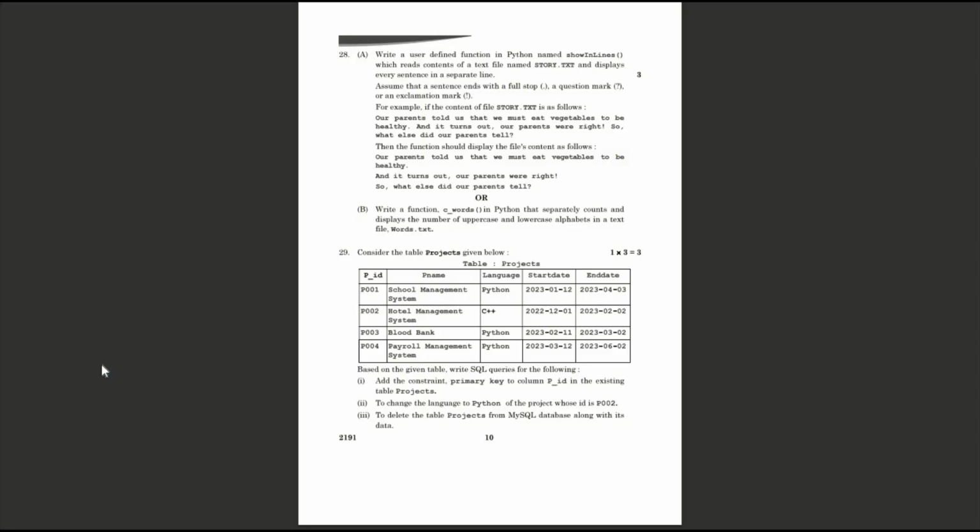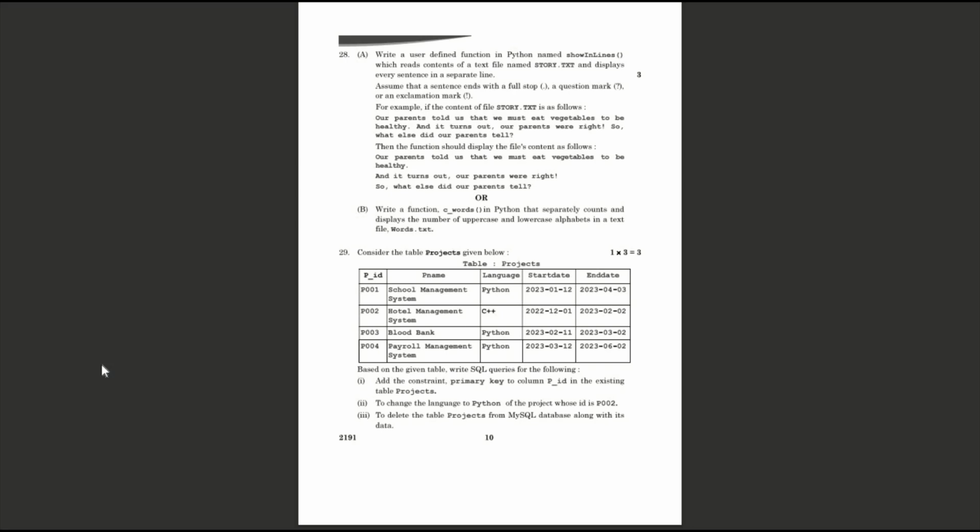Question 28a says write a user defined function in Python named show in lines which reads the contents of a text file named story.txt and displays every sentence in a separate line. Assume that a sentence ends with a full stop, a question mark, or an exclamation mark.